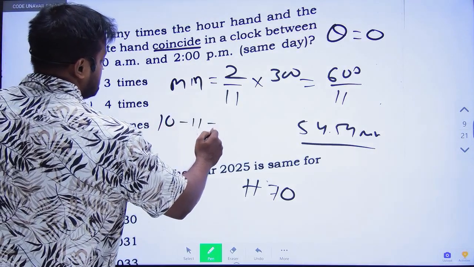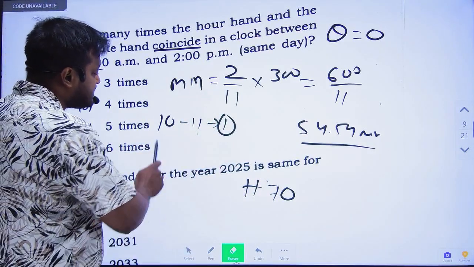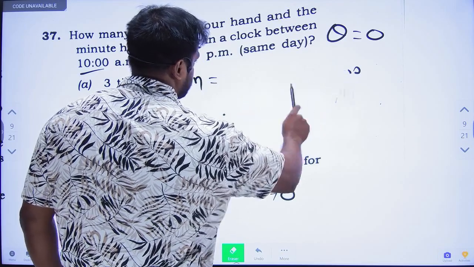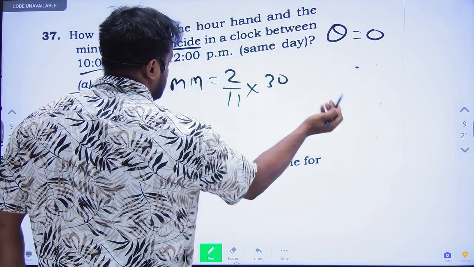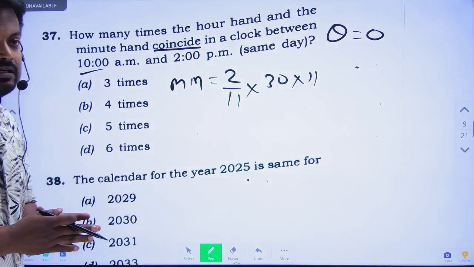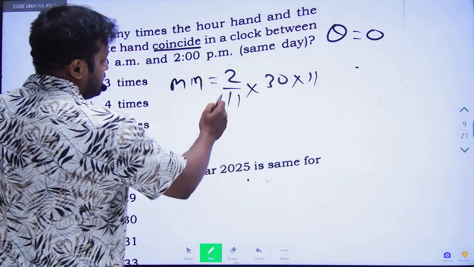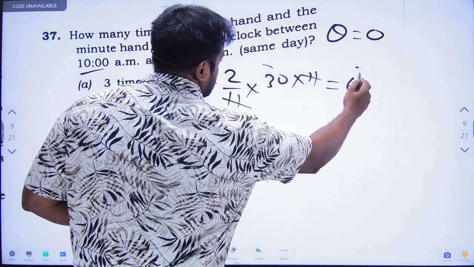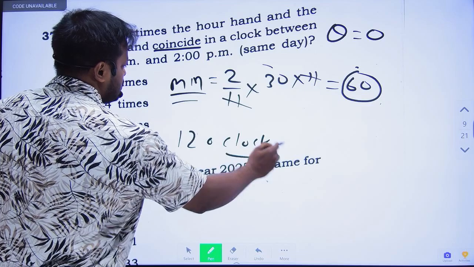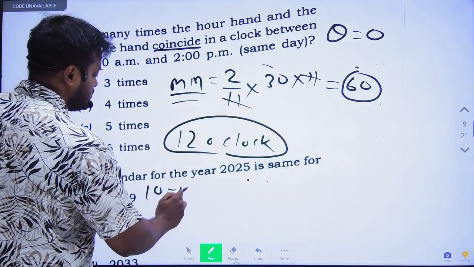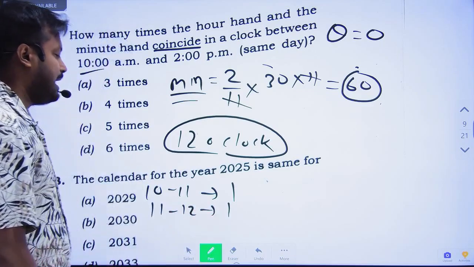So between 10 to 11, the coinciding will happen once, at 54.54 minutes past 10. Now, after 11, when do the two hands coincide? Apply that formula, 30 into hour, let's say 11. Again it gets cancelled out, so this is 60. 60 minutes means directly at 12 o'clock. At 12 o'clock, both hands will coincide. So 10 to 11 we got once, and 11 to 12 once at 12 o'clock.